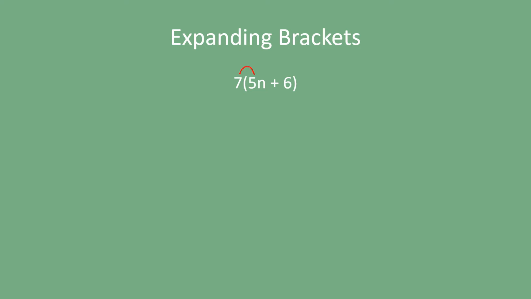So I'm going to do 7 times 5n. It's going to give me 7 times 5 is 35, 7 times n, well, 35n as well. And then I'm going to do 7 times plus 6, so that's going to give me plus 42. And that's it, that's your bracket expanded.